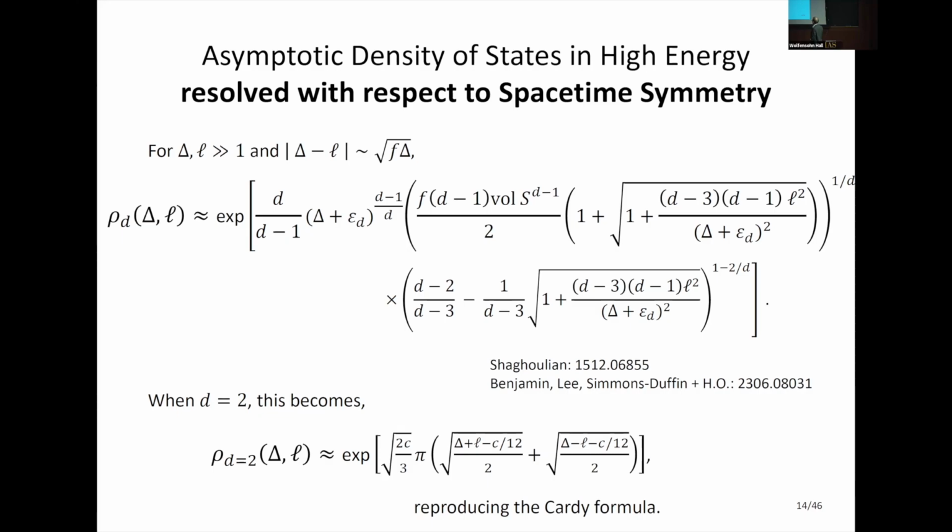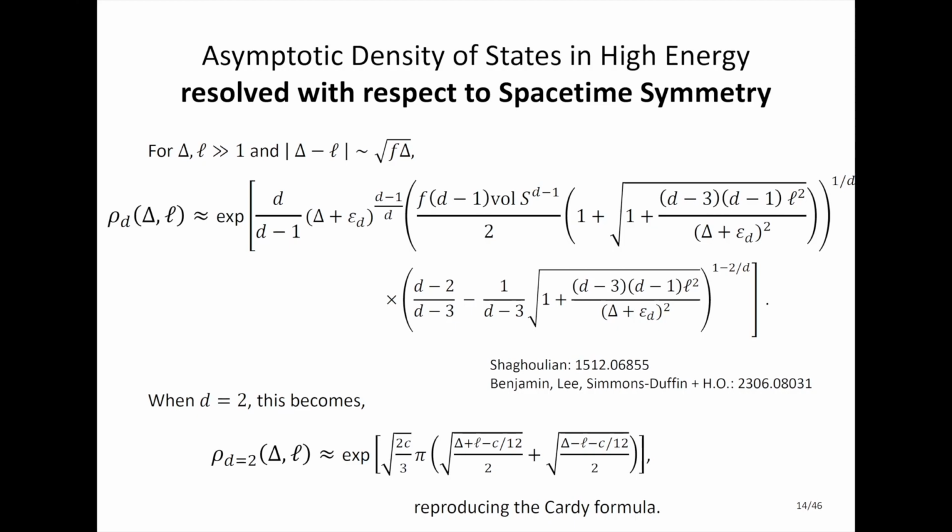Actually, after we did this calculation, we learned that Edgar Shugarian derives the same formula by using a different method. As I'm going to explain, our method also allows us to estimate the correction to this formula systematically. You can think of this as a higher dimensional generalization of a more refined Cardy formula, which decomposes the density of states into the left-moving conformal dimension and the right-moving conformal dimension. If you substitute d equal 2 in this formula, this becomes this.